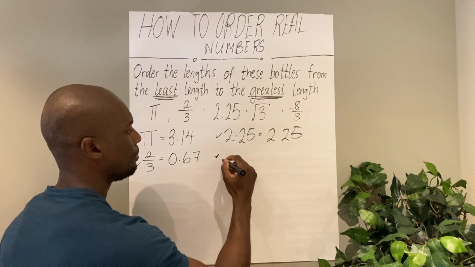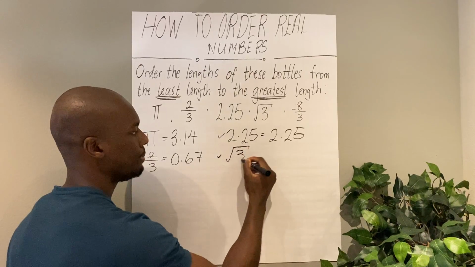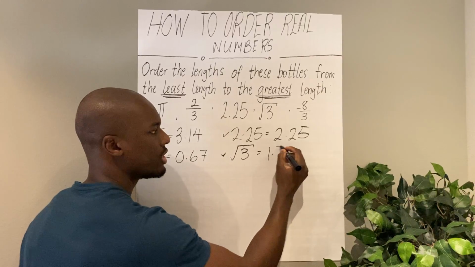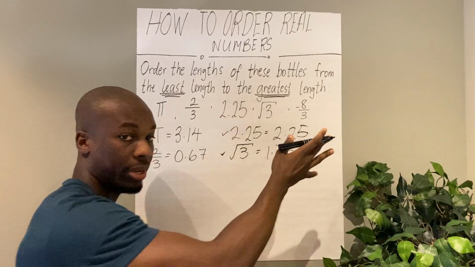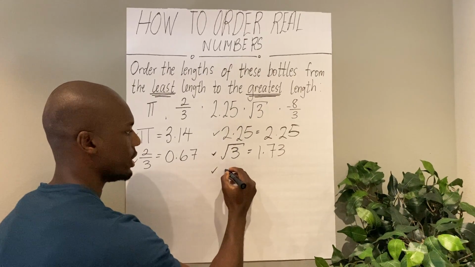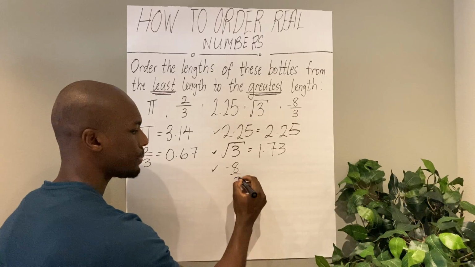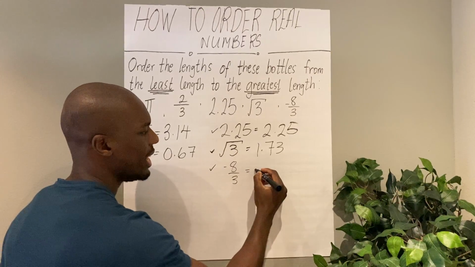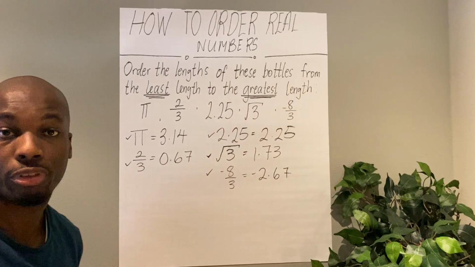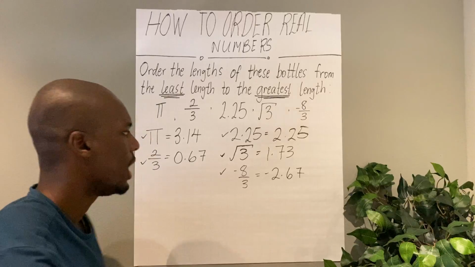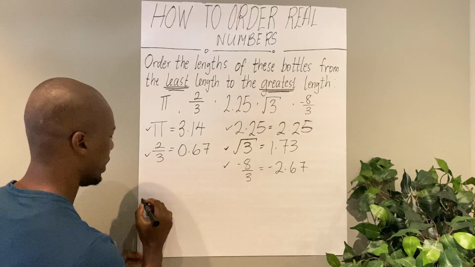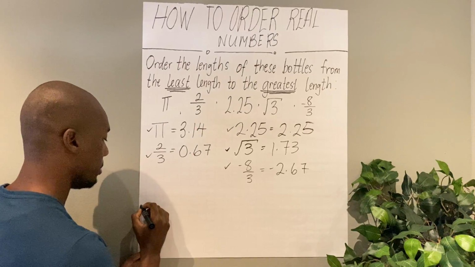The fourth number, which is the square root of 3, is going to give you 1.73 something, but you can shorten it as that. And our last number, which is -8/3, would give us -2.67. So we just changed all the numbers to decimals. Now the next thing I'm going to do is to draw a number line and put these numbers on it, and that's how we're actually going to order these numbers.